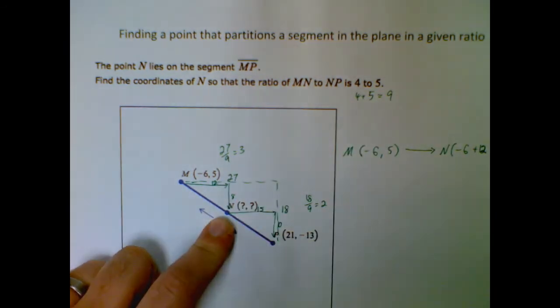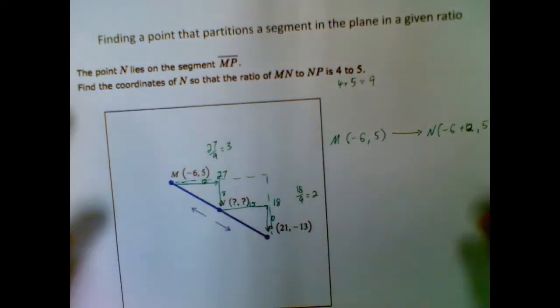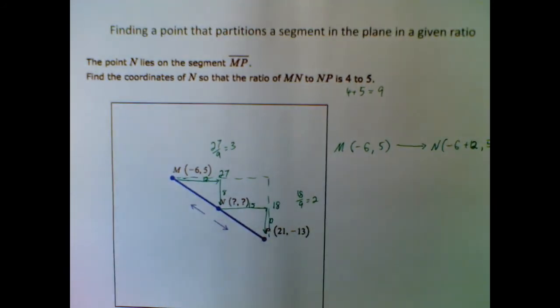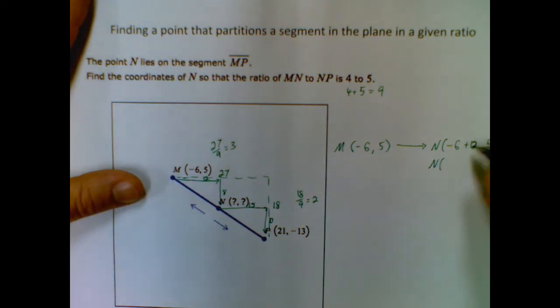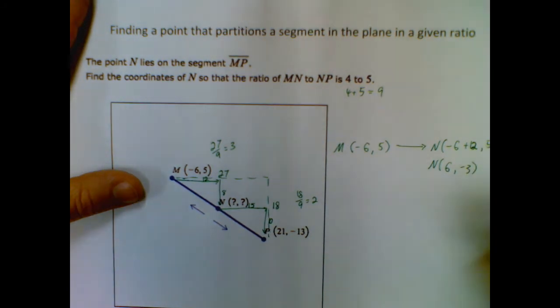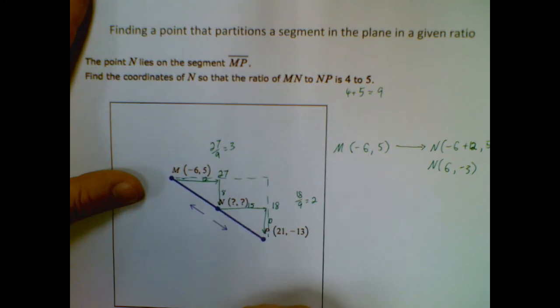So we're going to keep using those right, left, up, down, positive, negative orientations. If I clean this up, -6 plus 12 is just 6. 5 minus 8 is -3. So that should be the coordinates of my point. It should be at (6, -3).